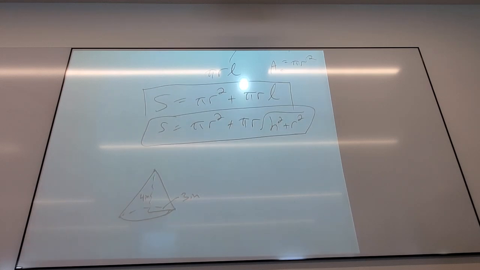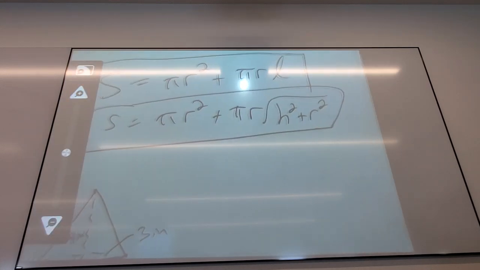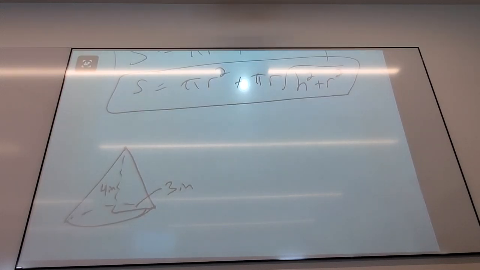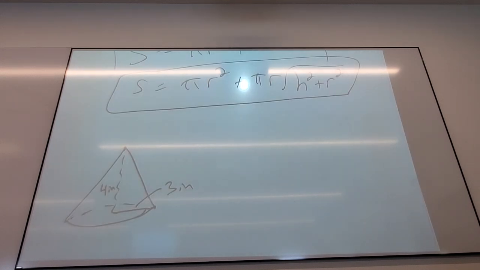So I got a cone. I tell you the radius is 3 inches, and I tell you the height is 4 inches. Come back to me. Come back to me. Wait, what?